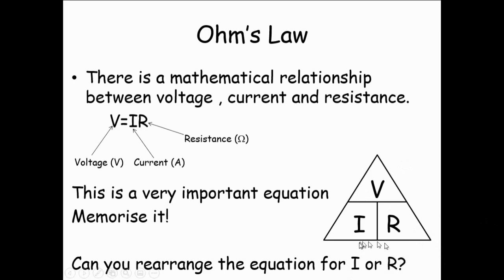You have to be able to rearrange it for I and for R. We've got the triangle here to help you do that. So if it's I, it'd be V over R. If we're looking at R, it's V over I. And if it's V, of course, it's I times R. Make sure you're comfortable using the triangle method if you need to rearrange.